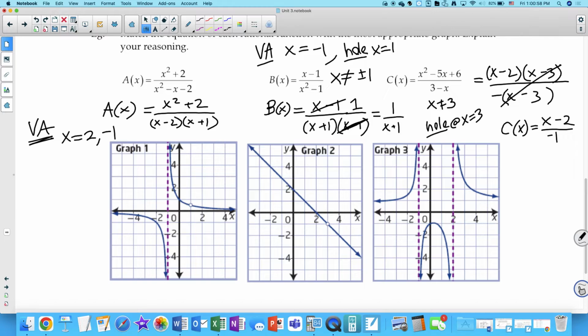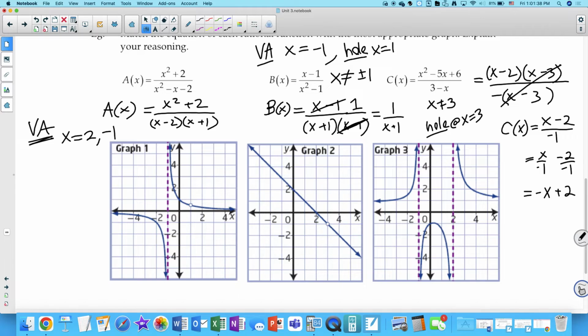Now in terms of thinking about slope-intercept form, because that's typically the easiest way to connect a linear function to its graph, think about this being x over -1 minus 2 over -1. Right? X over -1 is -x, and then this becomes plus 2. And so you're going to have a linear function with a slope of -1 and a y-intercept of 2. And we're also looking for a hole at x equals 3.